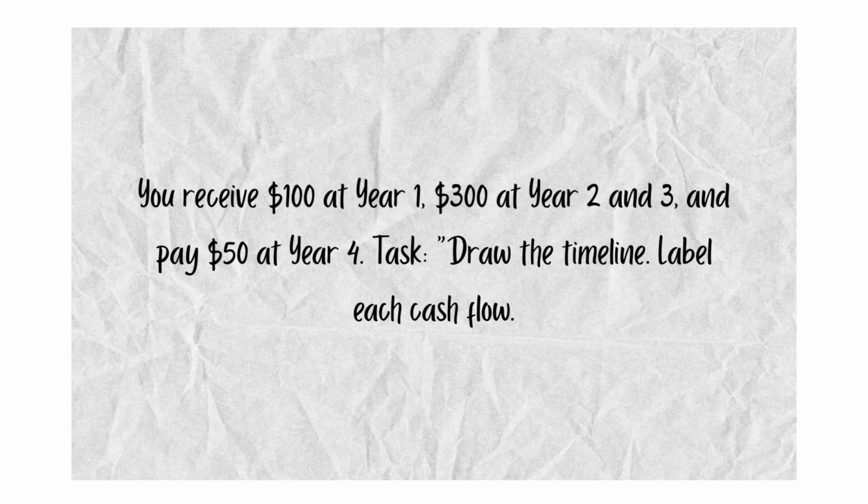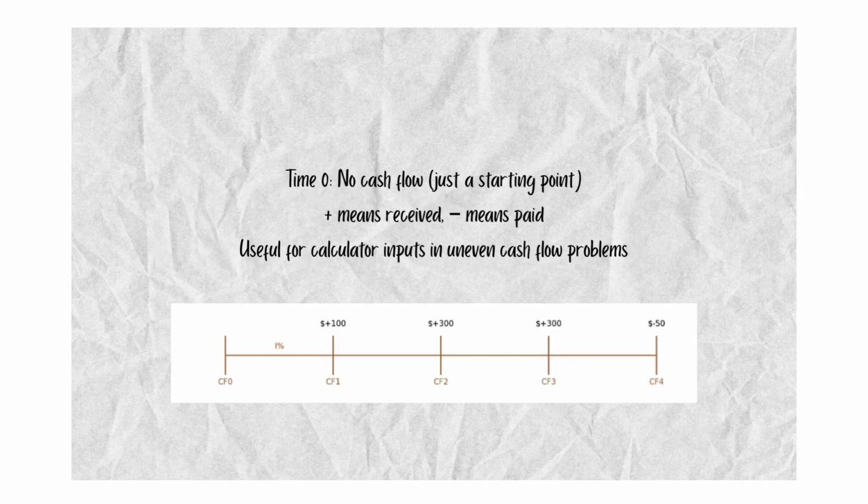You receive $100 at year 1, $300 at year 2 and 3, and you pay $50 at year 4. Your task is to draw a timeline and label each cash flow. Here's a reminder: use plus for money you receive and negative for money you pay. Okay, so on the next slide, you see what your timeline should look like.